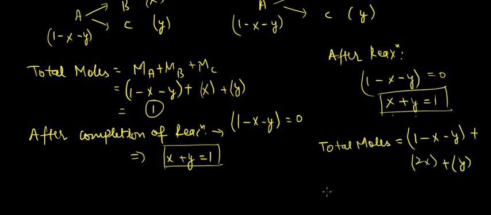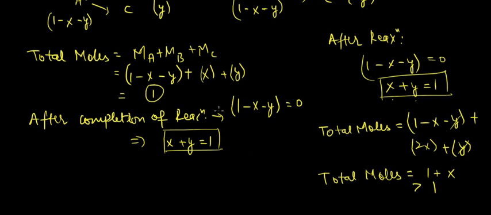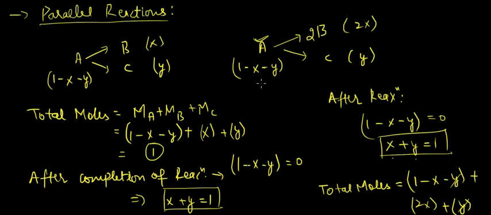So we would have total moles as, Y and Y get cancelled out, 1 plus X. So total moles here would be greater than 1. Okay. So these two are different situations that may arise. After the completion of the reaction, total moles may be equal to 1 or greater than 1.